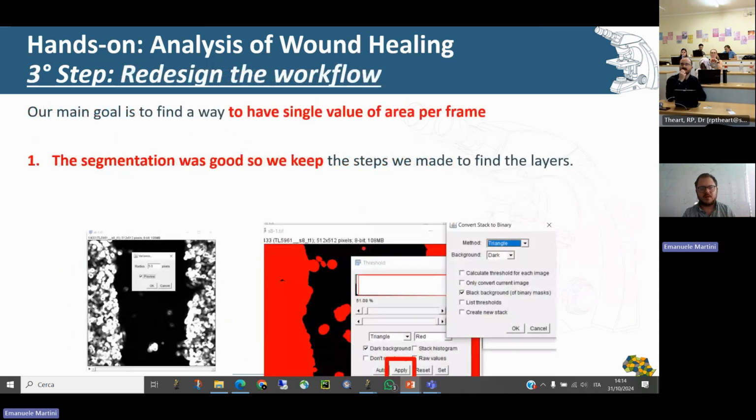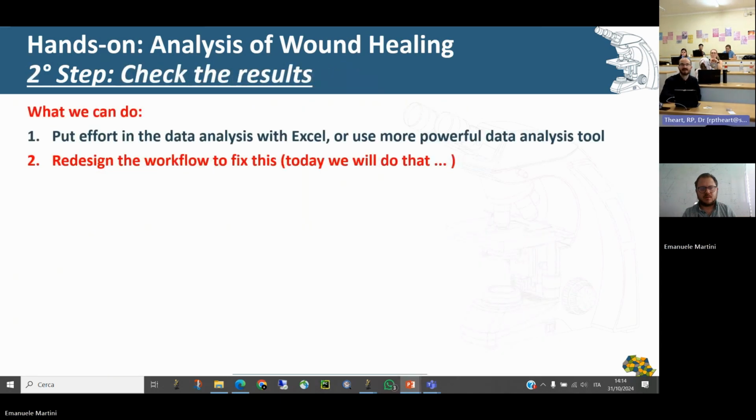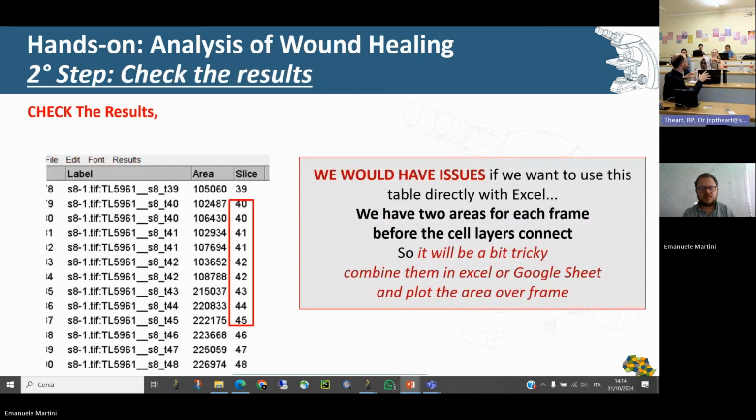Sorry, I just quickly want to say something too. So just to be clear, what happened here is when you click Analyze Particles, it found the two sides as two separate particles. So there are two areas at every time point now. And once they join, as you were saying, then they're now joined into one particle, basically.